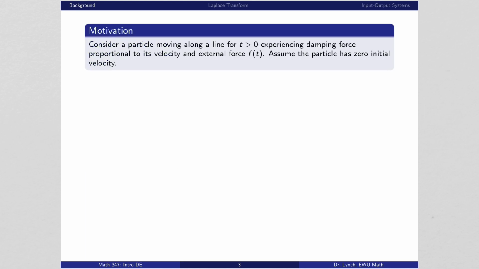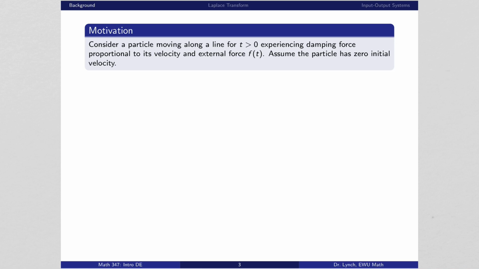So here's a physical system. The physical system is a particle moving along a line that experiences two forces. One force is a damping force proportional to its velocity, and the second force is some external force. We'll assume that this particle has a zero initial velocity.